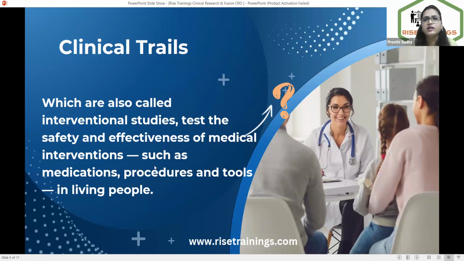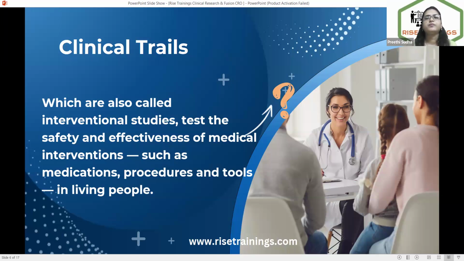So what are we doing in clinical trials? We are conducting some tests to know the safety of that medication. How safe is the medication? It means whether it is causing any adverse reactions or any adverse event in a patient, or anyone is getting side effects. That is safety.